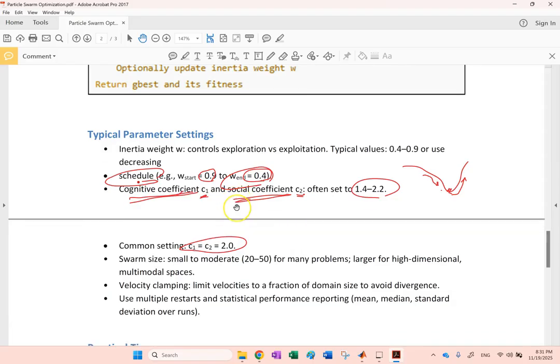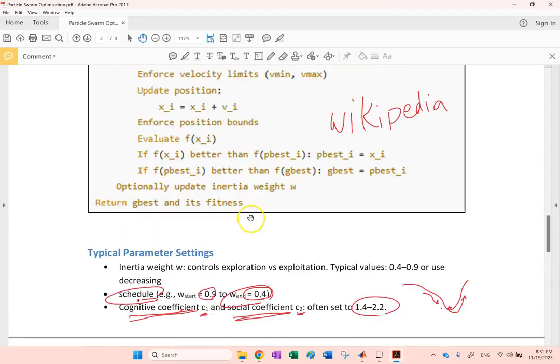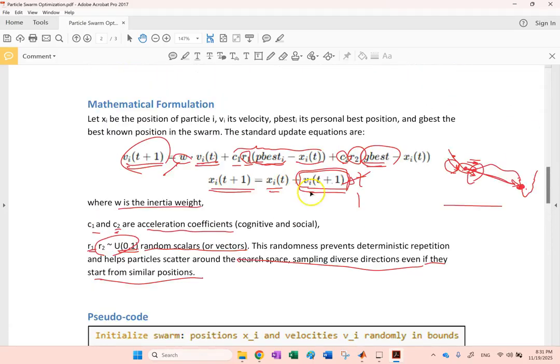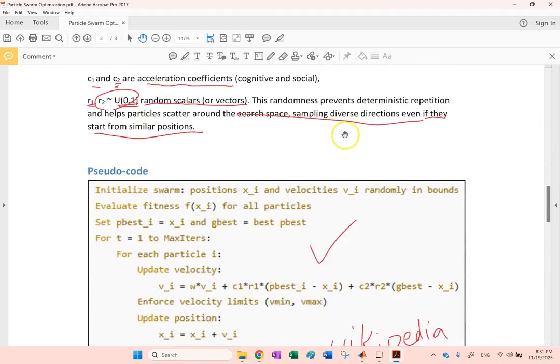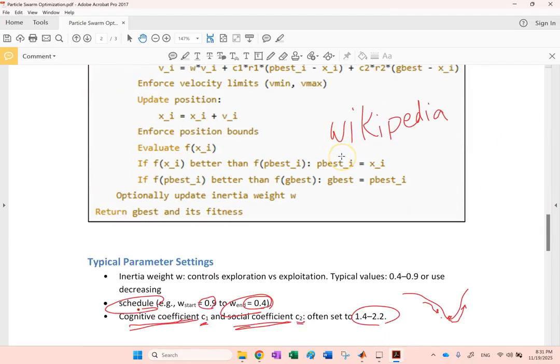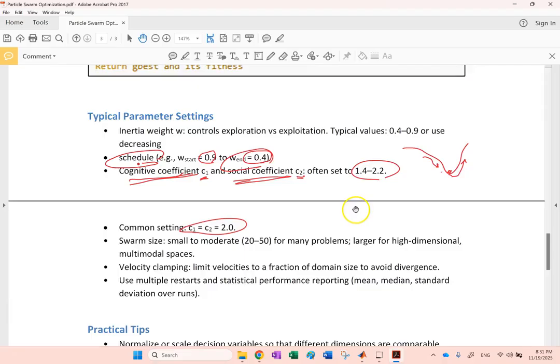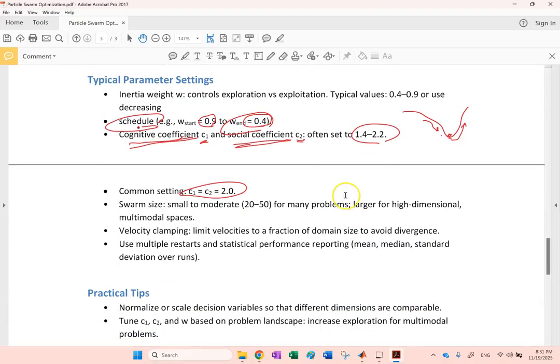What about the number of particles? How many of these participating particles would you use? Well, of course, the more you use, the better chance of finding the global minimum, but of course that comes with a lot of computations. So for many problems, we go with something like 20 to 50 particles.